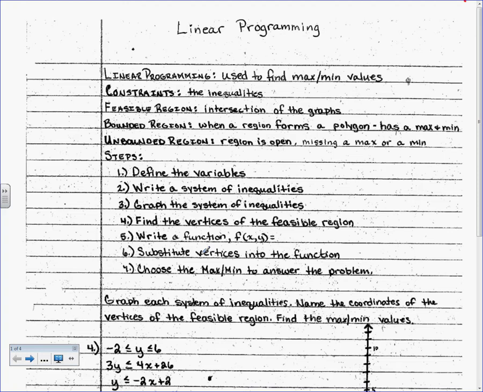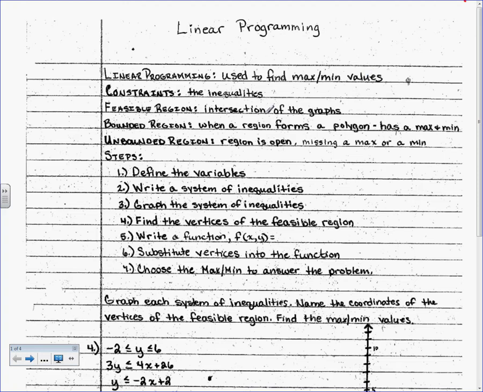Okay? So, linear programming sounds scary. It's really not that bad. Linear programming is used to find max or min values. It's actually used in the real world often to find maximum profit and stuff like that. But in this class, I don't know that we'll get that in depth with it, but that's what it's used for typically. Constraints are the inequalities.